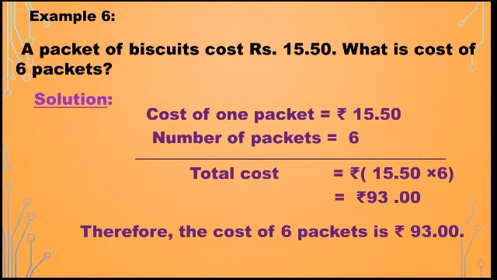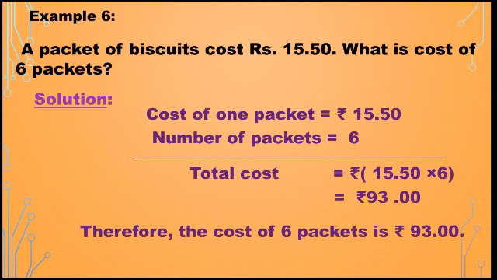Now this is our sixth example. A packet of biscuits costs rupees 15.50, that means 15 rupees 50 paise. What is the cost of 6 packets? So here the cost of one packet is given, but we have to find out the cost of 6 packets. More packets cost more, so what do we need to do? We need to multiply here.